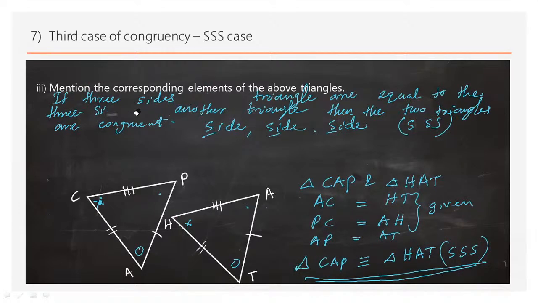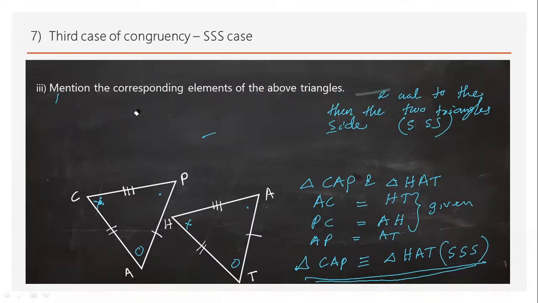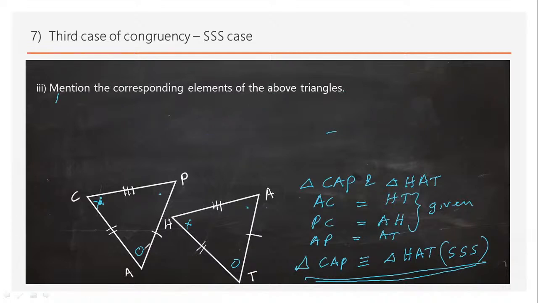Mention the corresponding elements of the above triangles. We have marked the corresponding elements. Now we have to write the corresponding elements here. In front of this single line, you can see this H angle. In front of this also you can see this C angle. Then C and H are congruent. So we write angle C congruent, not equals, to angle H, corresponding.